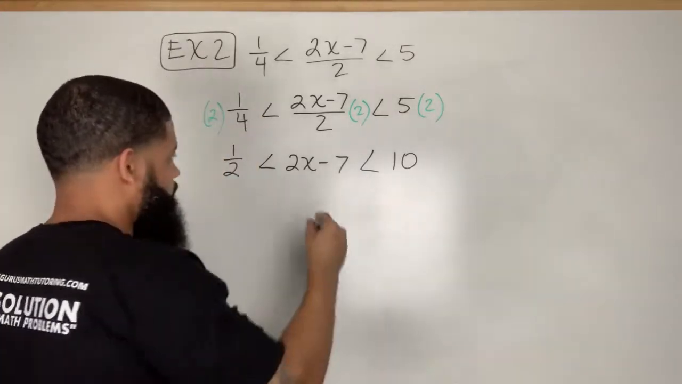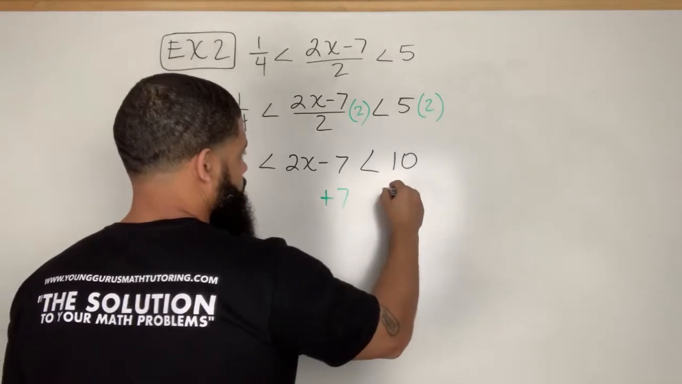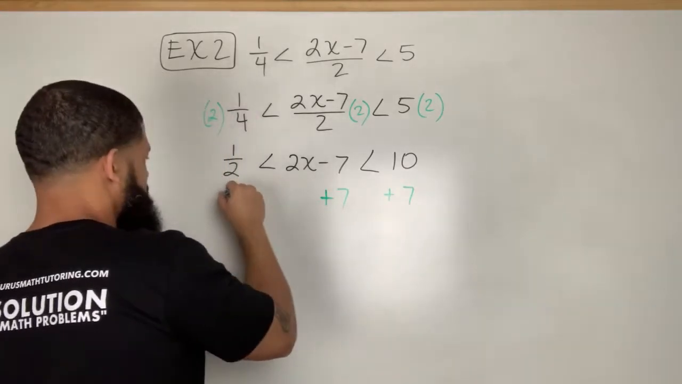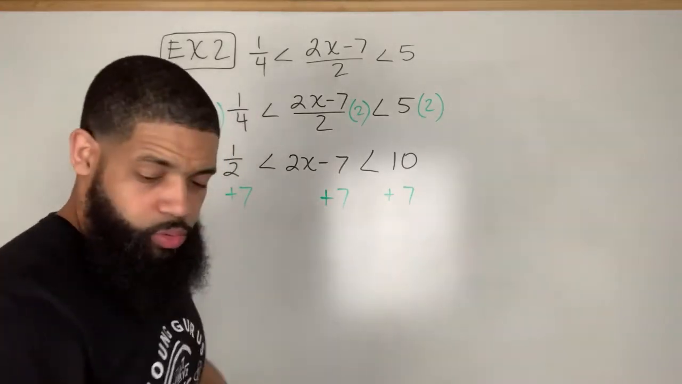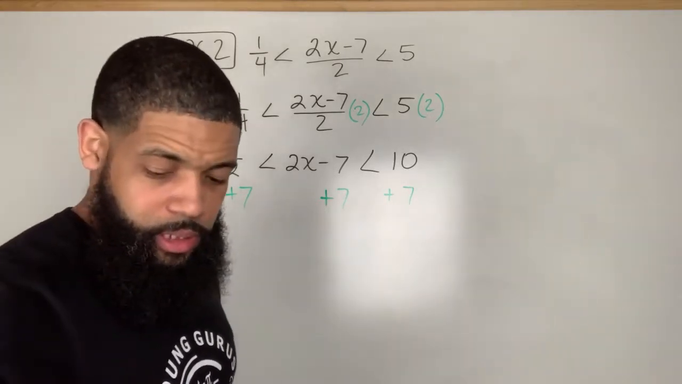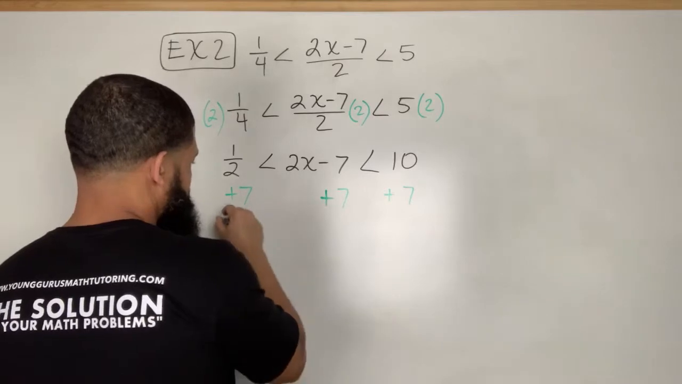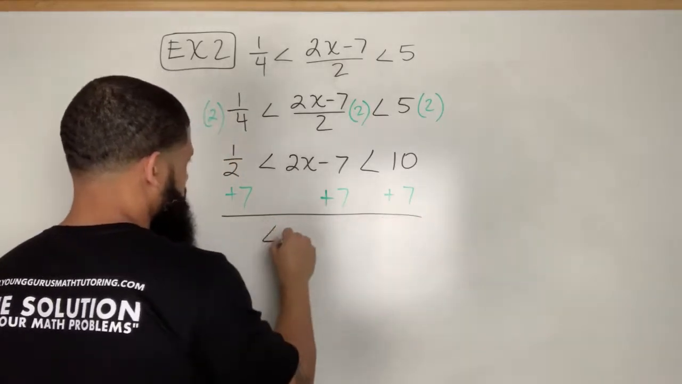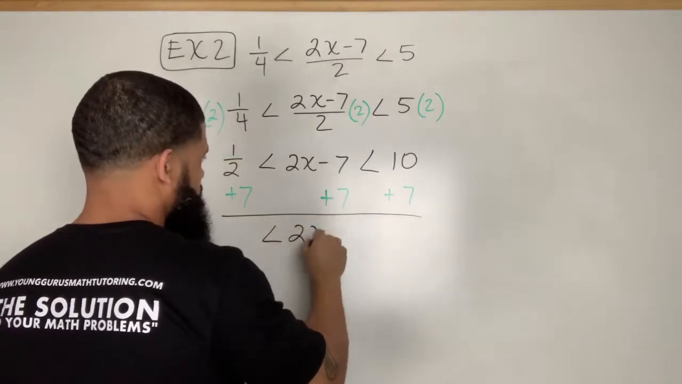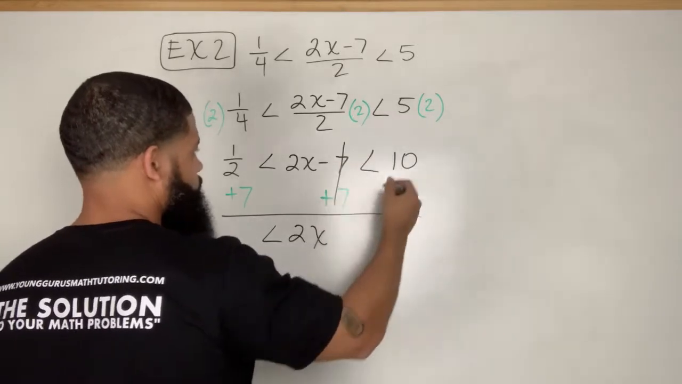I'm going to add 7 here. I'm going to add 7 there. And I'm going to add 7 there. Ooh, yes, I have to add a fraction and a whole number. So let's do the middle, because that's probably going to be the simplest part. So here I'll have 2x because the 7's cancel.